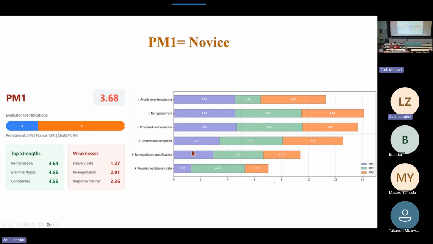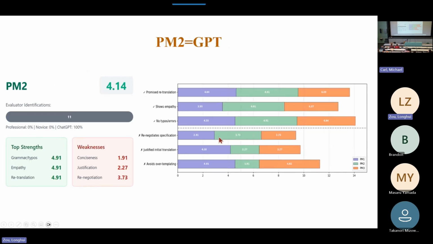According to students' Likert scale answers, novice PM1 showed strength in promising retranslation, no typos, and avoiding over-templating. But the novice is bad at providing redelivery dates, renegotiating specifications, and understanding the complaint. And GPT got a 4.14 overall score, very good. GPT is the best among the three at grammar and being free of typos, and shows empathy, which is interesting, and also promising retranslation. But it is worst among the three at conciseness and the justification of the initial translation.